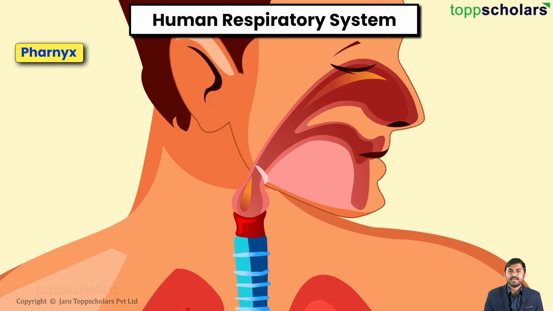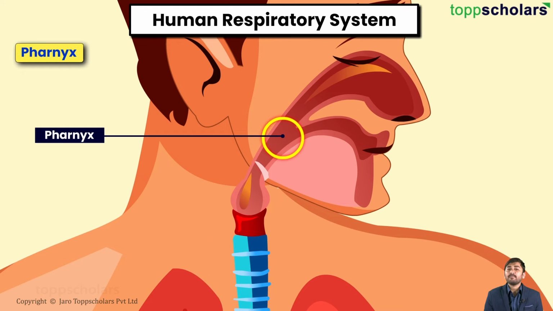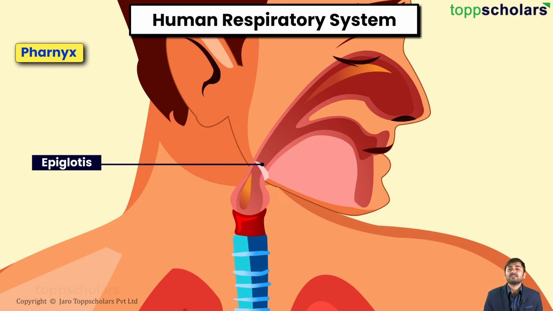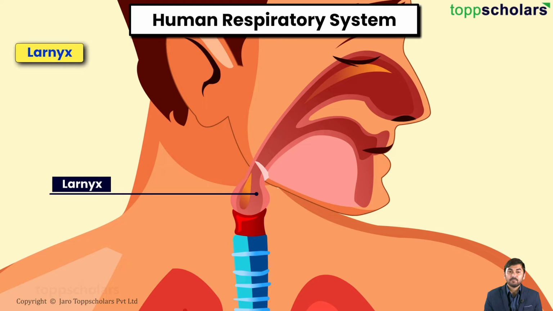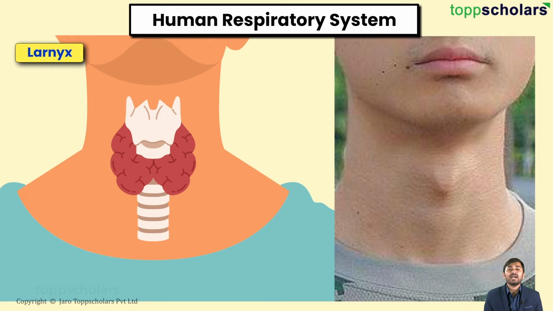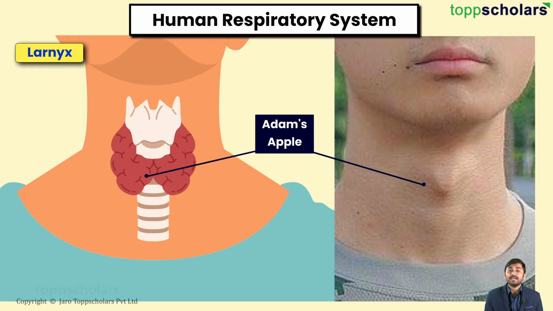Next is the pharynx. Pharynx is a common passage for air and food located behind the buccal cavity. The entrance is guarded by the epiglottis. The epiglottis covers the windpipe while swallowing, preventing food and water from entering into the windpipe. After the pharynx, we have the larynx. Larynx is also known as the voice box as it contains the vocal cords, and the thyroid cartilage of the larynx forms the Adam's apple.